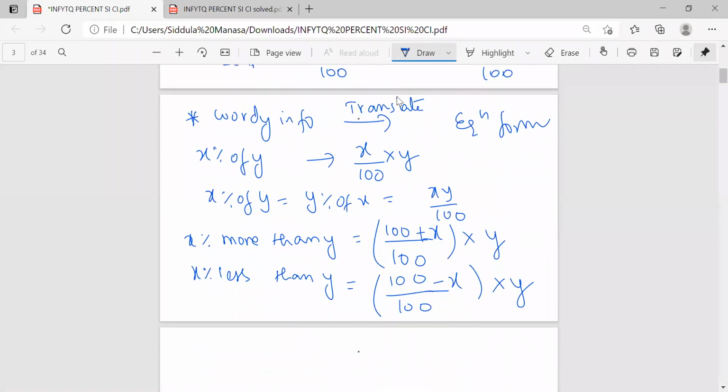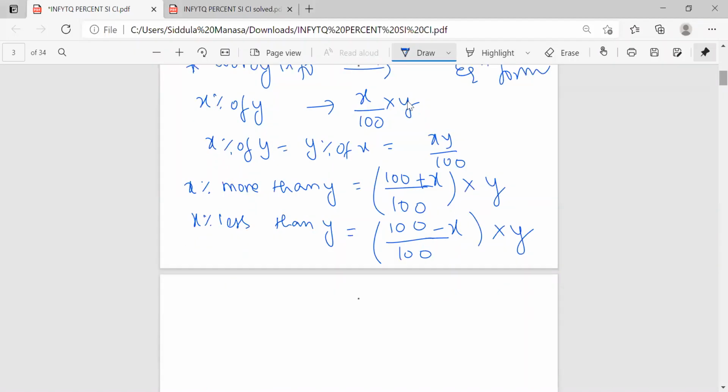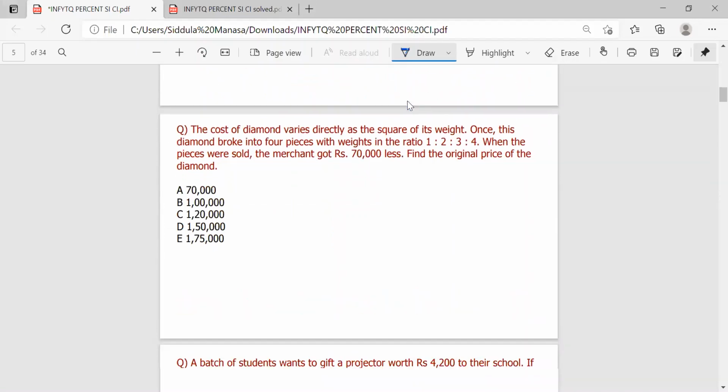So based upon the keyword, the answer changes. Like X percentage more, the numerator 100 will be added with X because of the word more. X percentage less, because of the word less, 100 in the numerator is subtracted by X. So percentage means you are going to compare with what? 100 on the denominator. You are taking this on what? Y. You are taking this on Y. So that's why you are going to multiply with Y. So I think these statements are clear for all of them. Then we'll move on to next.